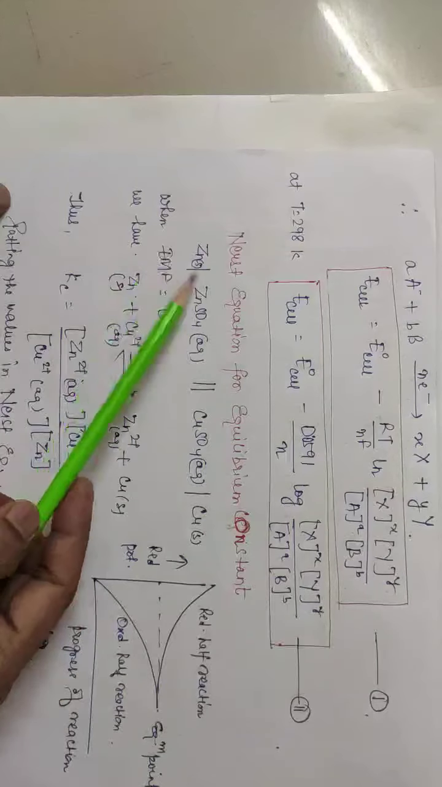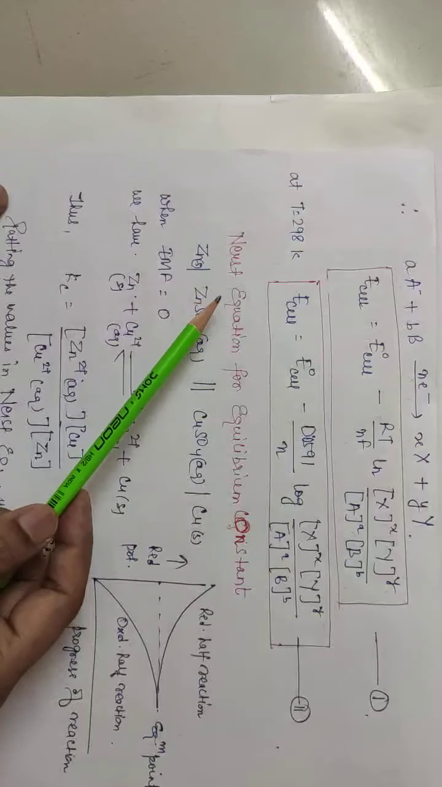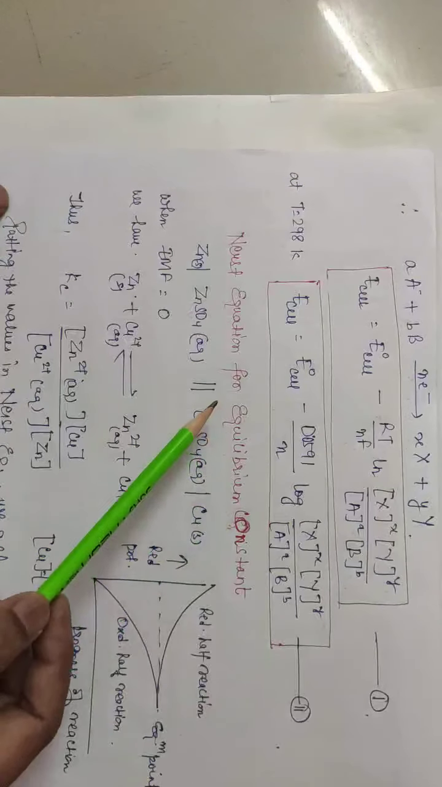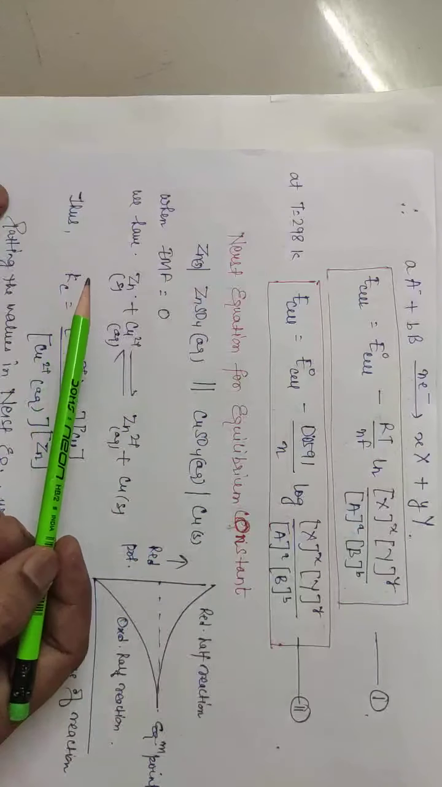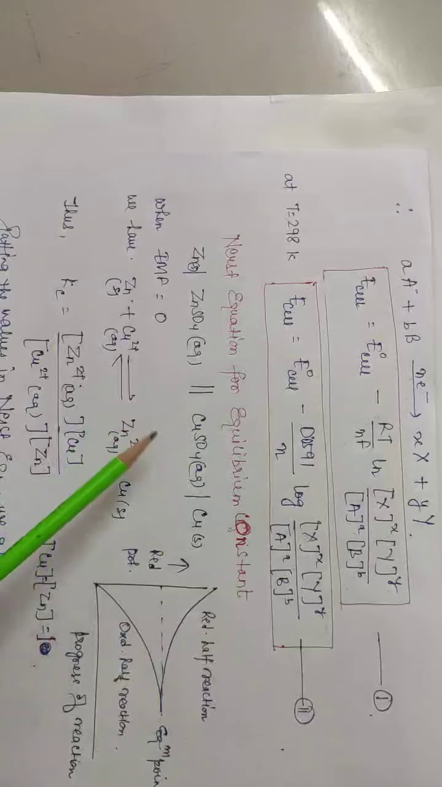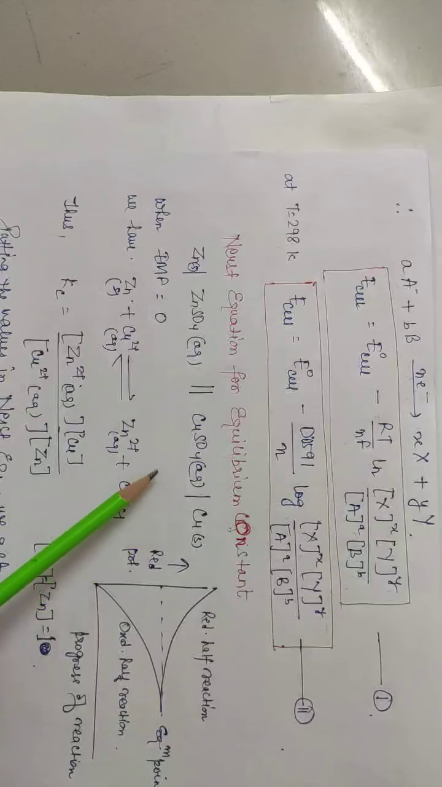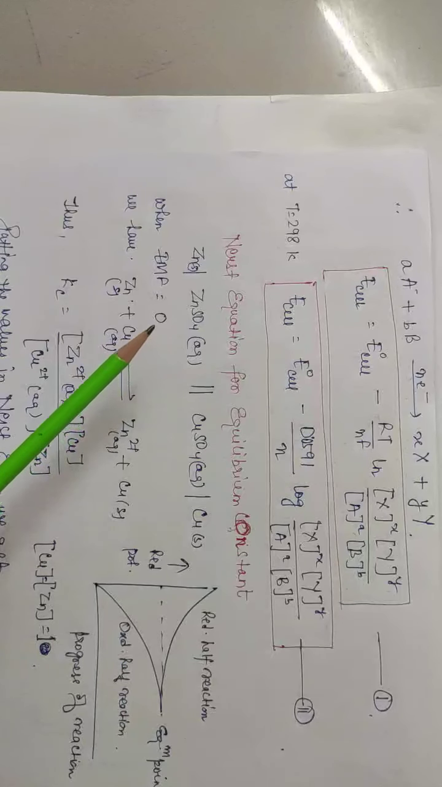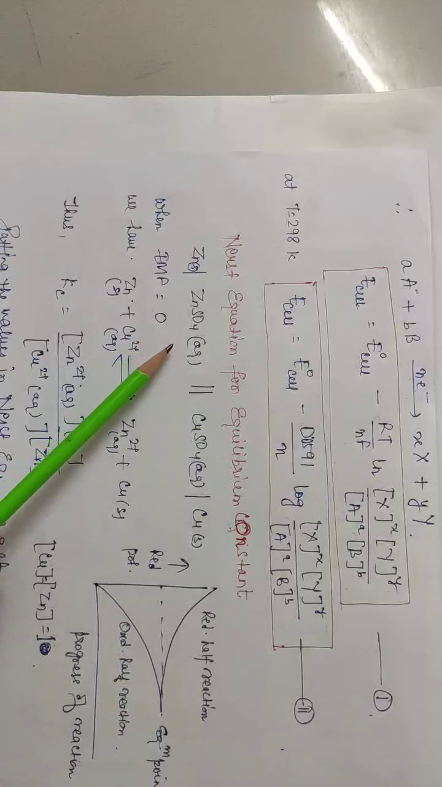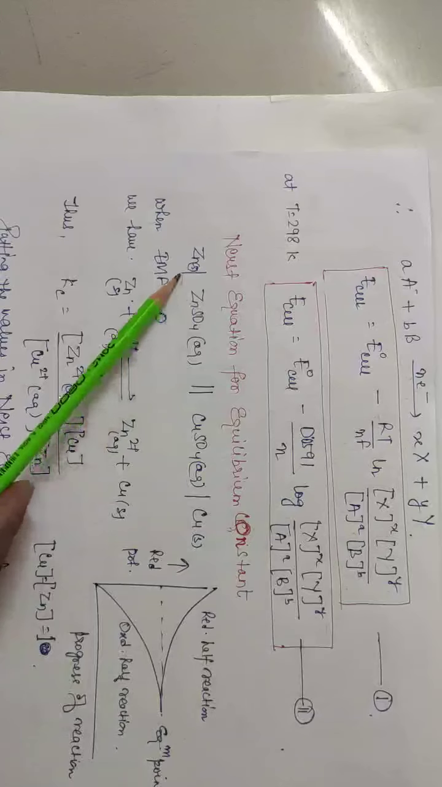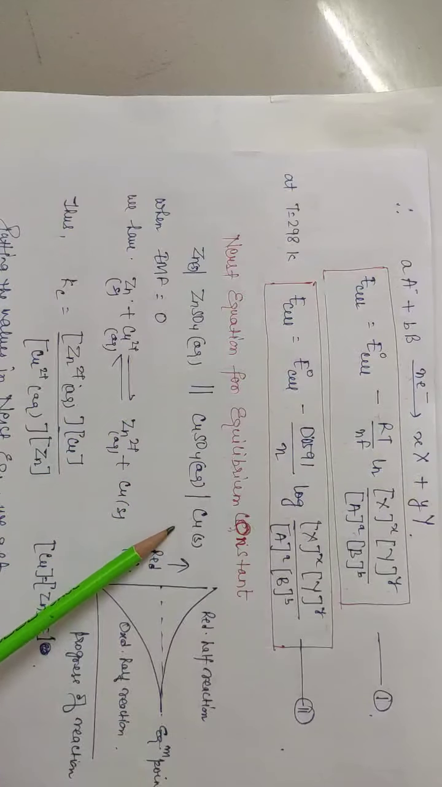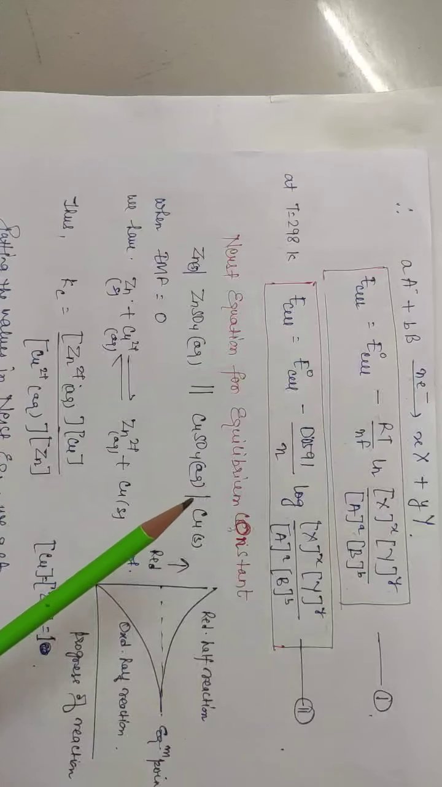Now let us see how we can relate the Nernst equation to the equilibrium constant, or how we can get the equilibrium constant from the Nernst equation. For the general reaction, take the Daniell cell, where the zinc electrode is formed by dipping a zinc rod in ZnSO4, and the copper electrode is formed by dipping a copper rod in copper sulfate solution.